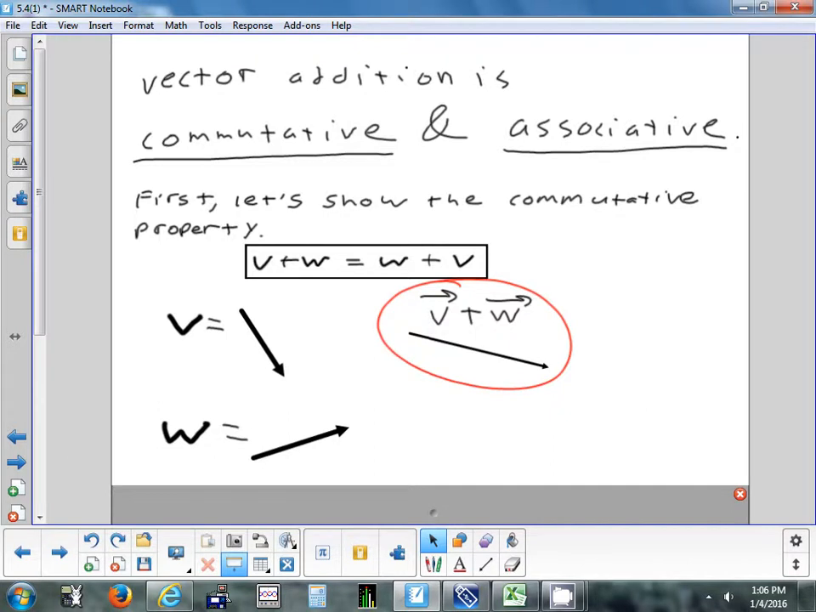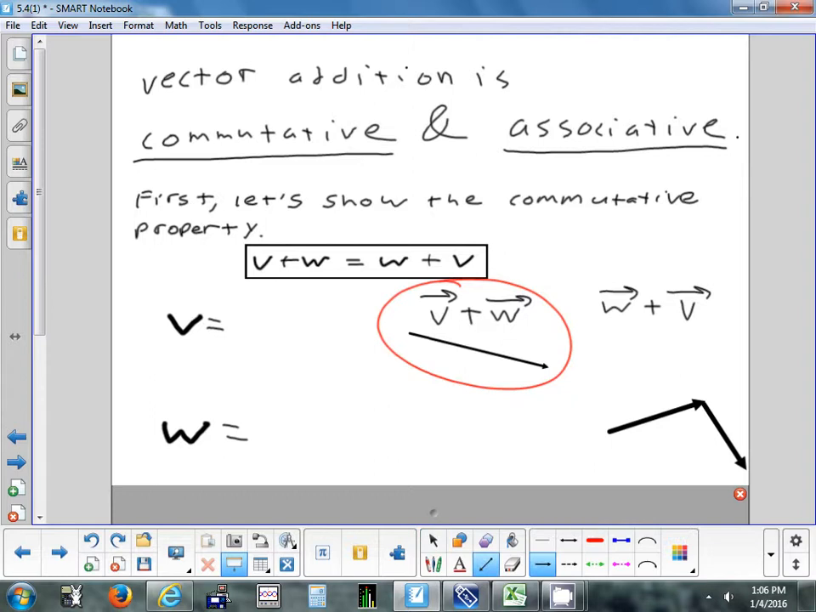Now, I'm going to switch it. I'm going to do W plus V. Okay, all that means is I'm going to line them up like this. Take W first, then put V on the end of it. Now draw your vector. Okay, and hopefully if we did this reasonably accurate, they should be pretty close. Yeah, those look pretty good. There's W plus V.